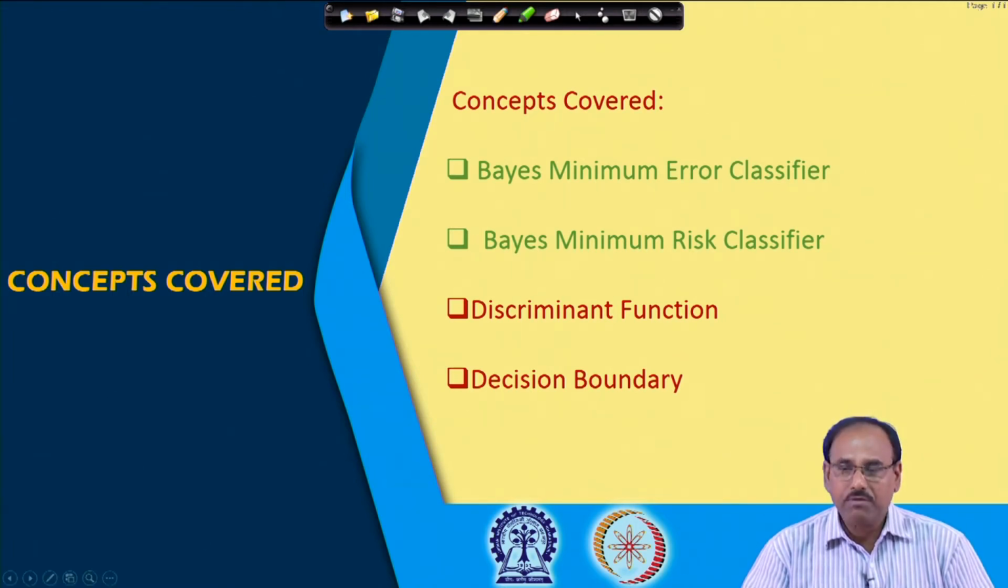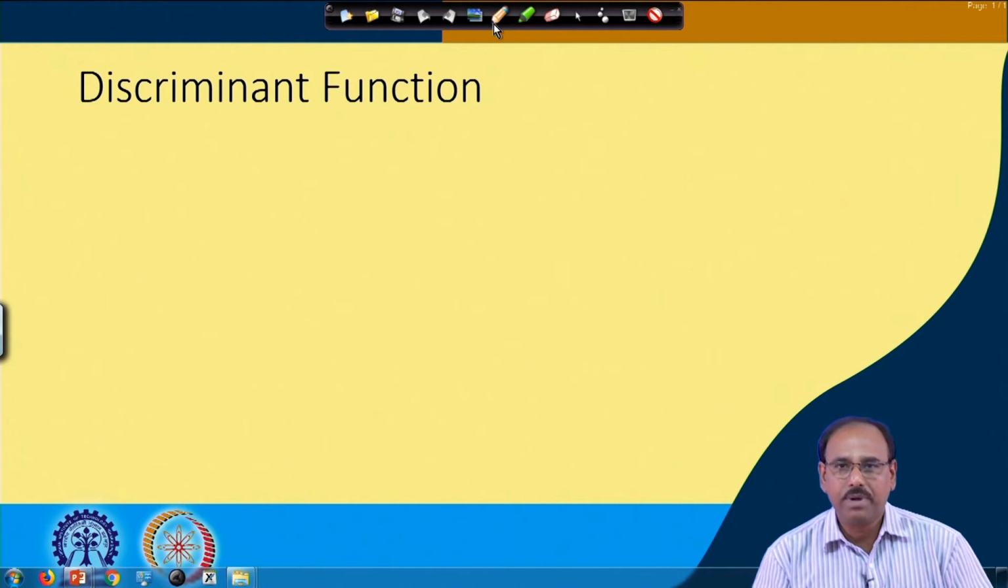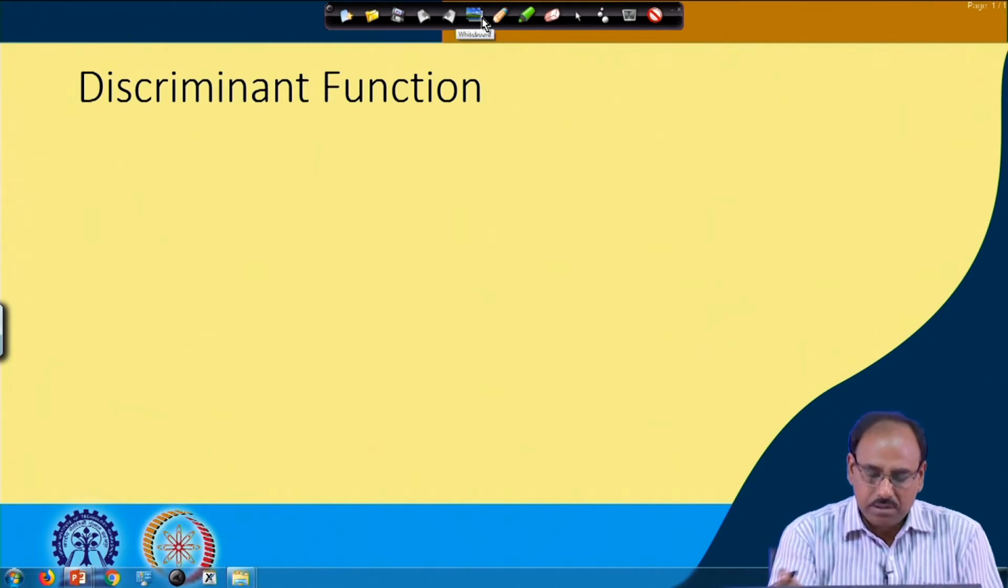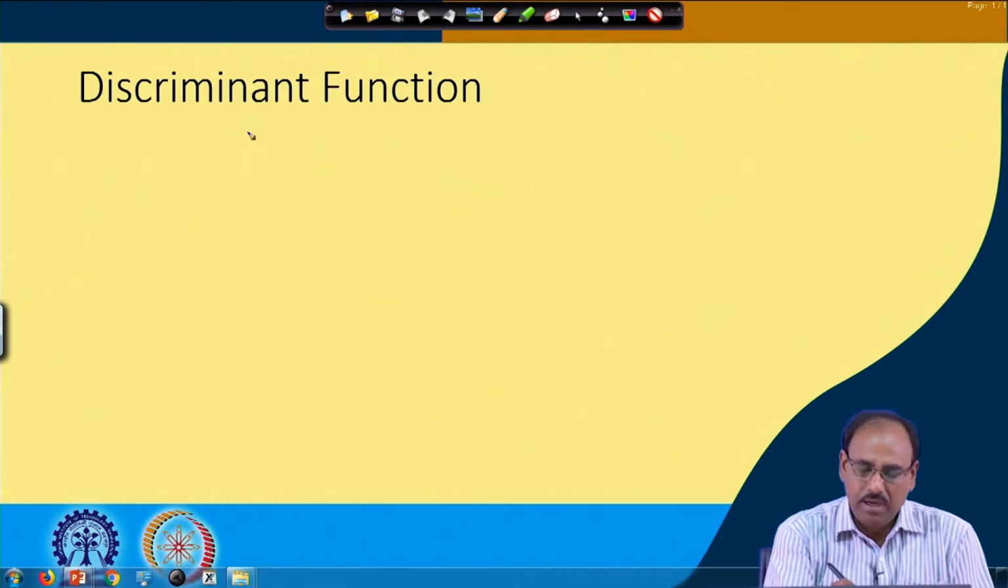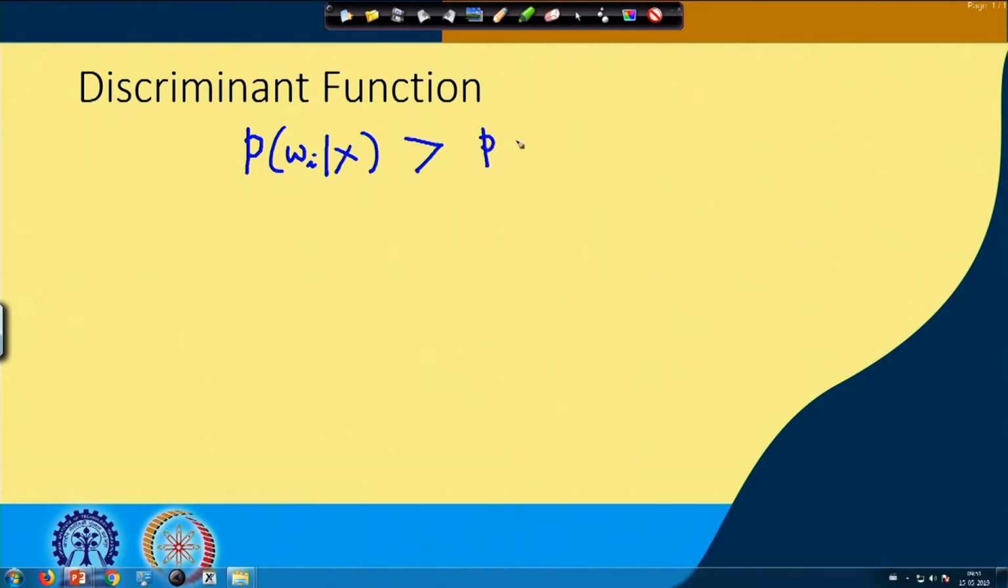When we talk about a discriminant function, you remember from the previous class, in the case of the Bayes minimum risk classifier or the Bayes minimum error classifier, what we said is that for the Bayes minimum error classifier, if P of omega i given x is greater than P of omega j given x, where omega i and omega j are two different classes and x is the unknown input vector, in that case we classify x to class omega i.